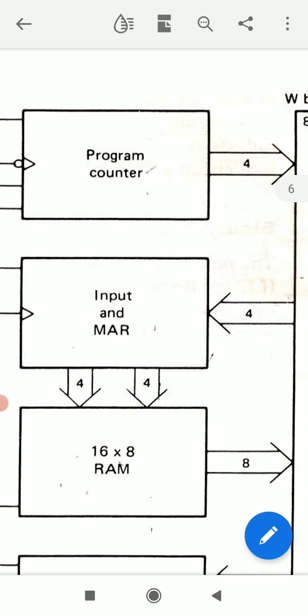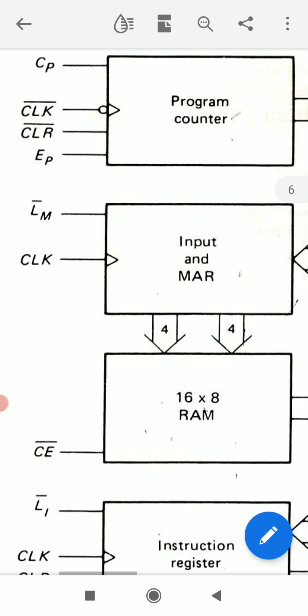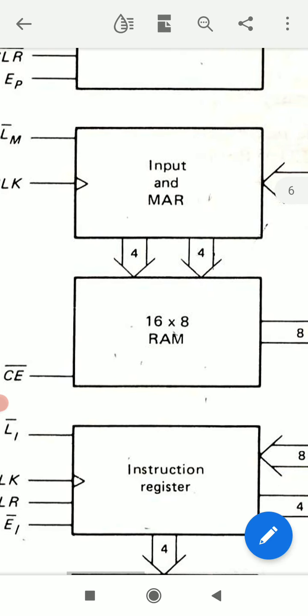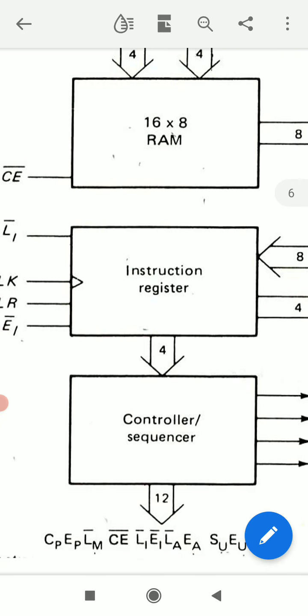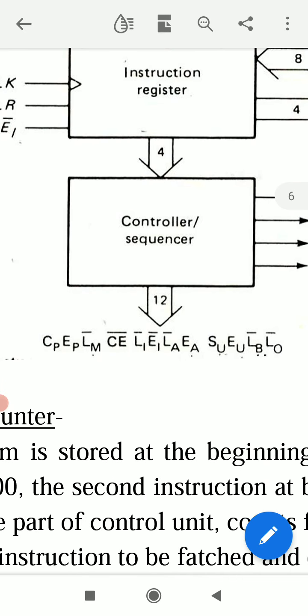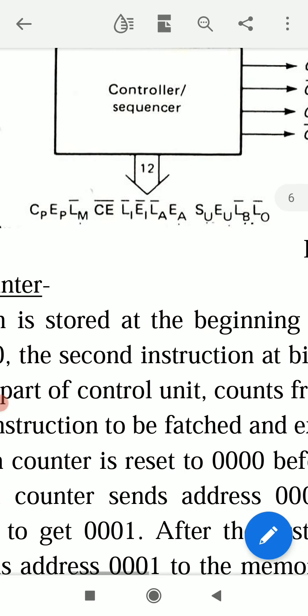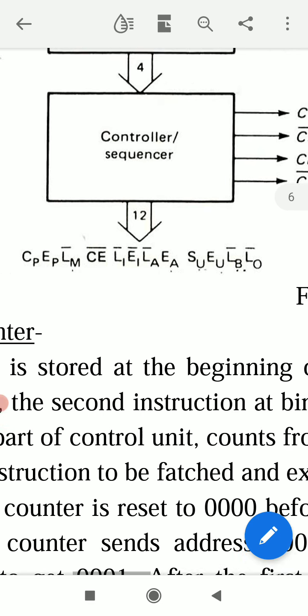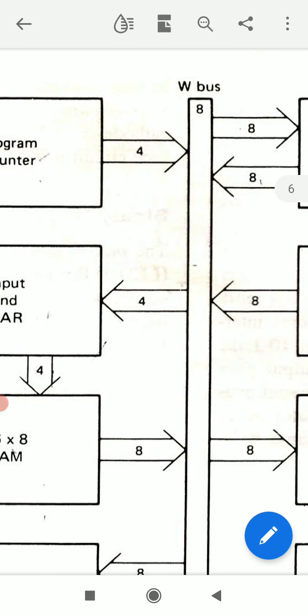On the left side, first of all, the first box shows the first part, which is program counter. Below this, it is input and MAR. Then 16 into 8 RAM memory. Then instruction register. Then controller sequencer, which produces a 12-bit word. These 12 bits are shown here. These are the boxes on the left side of this W bus.